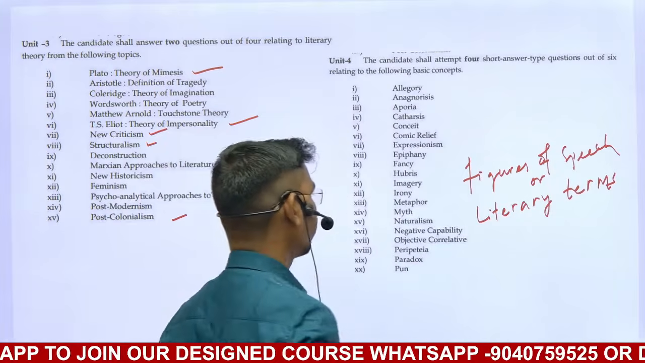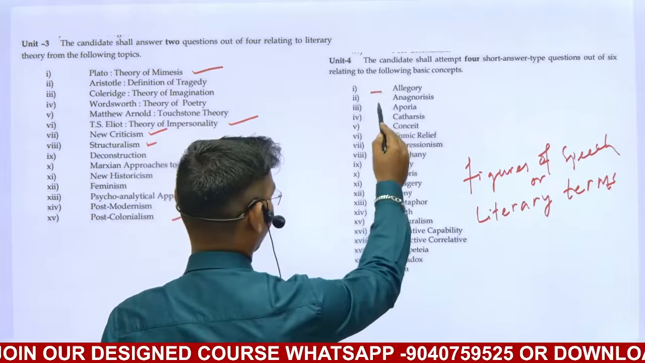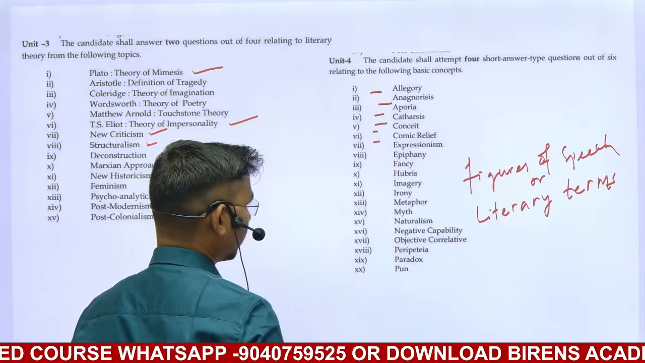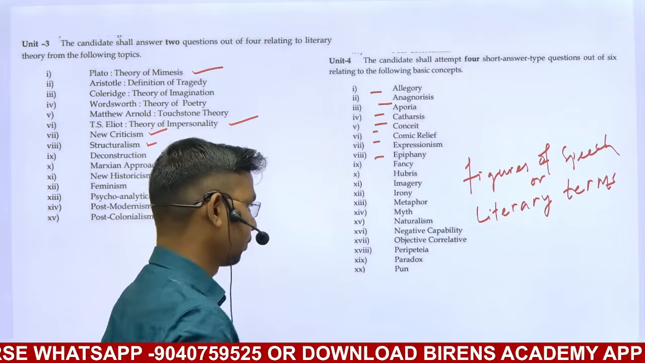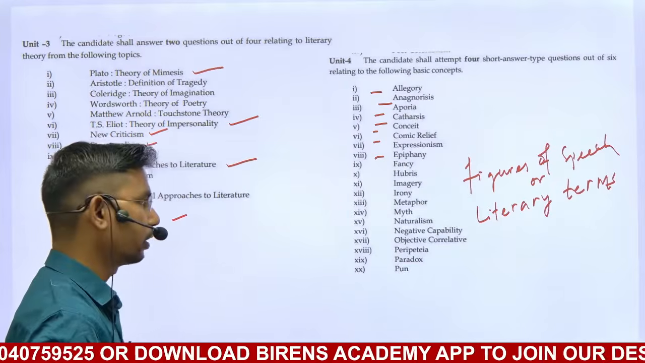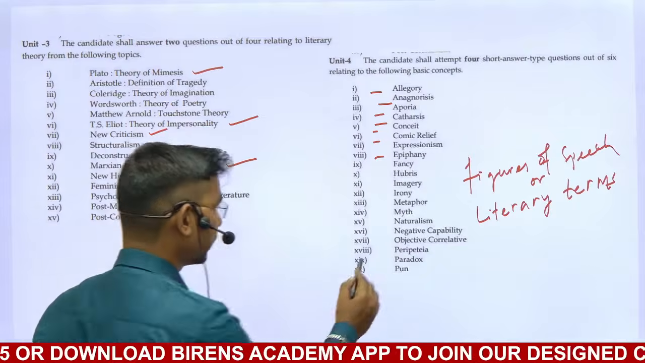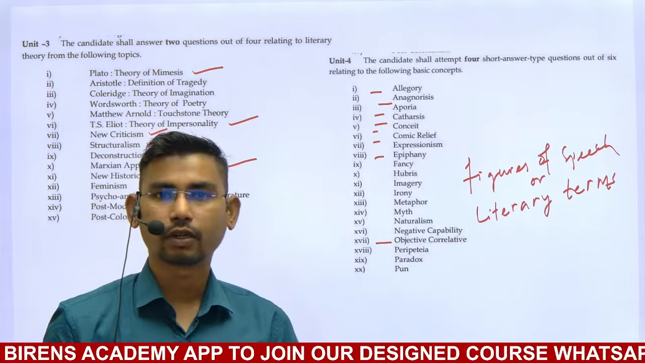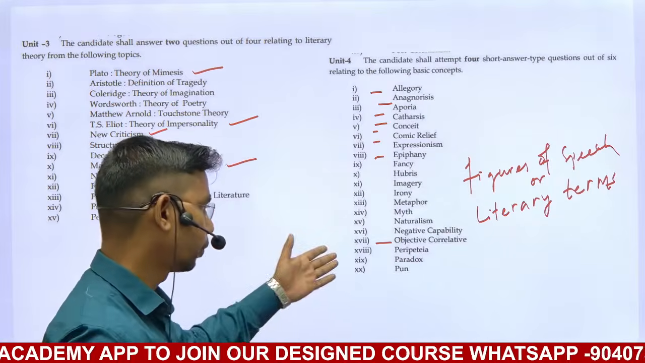Figures of speech or literary terms like allegory, anagnorisis, aporia, catharsis, conceit, comic relief, epiphany and all. These are very common in English language and literature. Objective correlative is in the syllabus for all the universities.